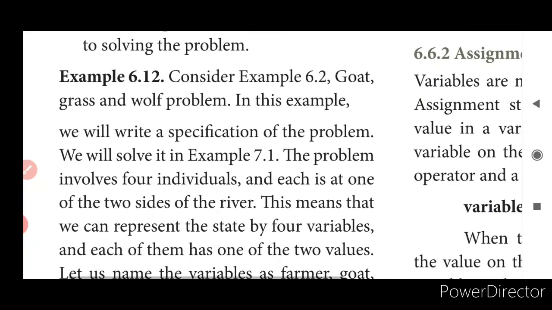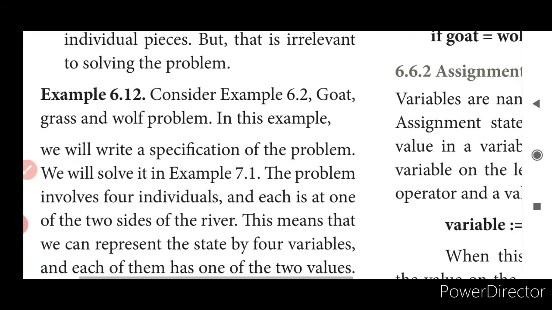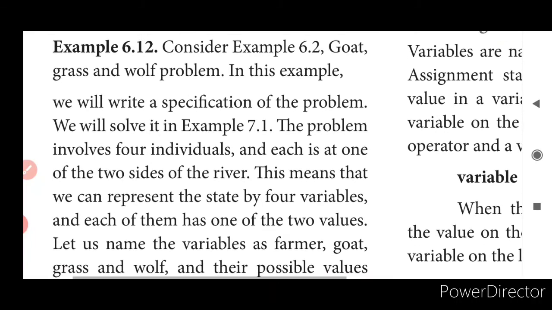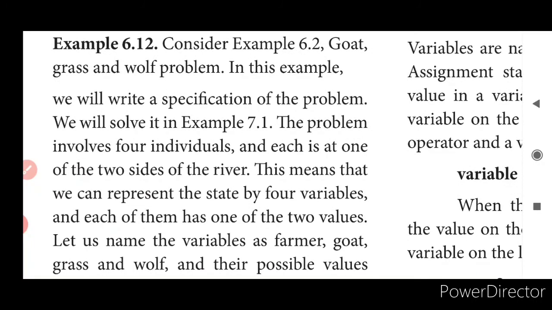In this case, we will write a specification of this problem. We will solve it, and we have already learned this, but still the problem involves four individuals. Each is at one of the two sides of the river. That means we can represent the state with four variables, each of which has one of two values. Let us name the variables farmer, goat, grass and wolf.